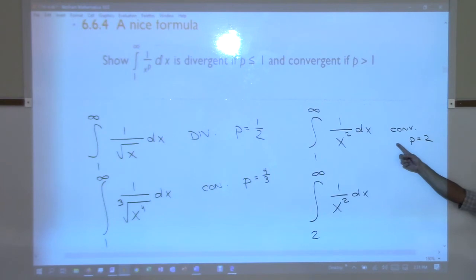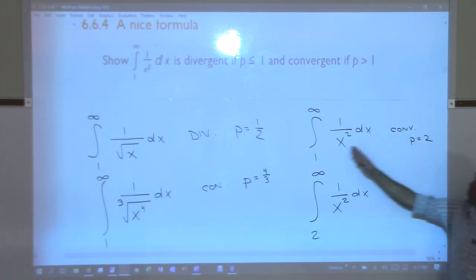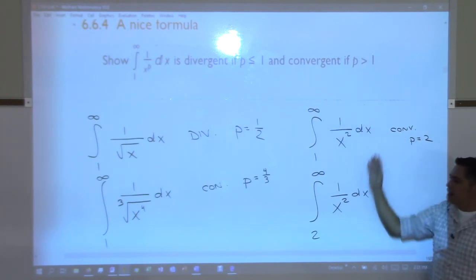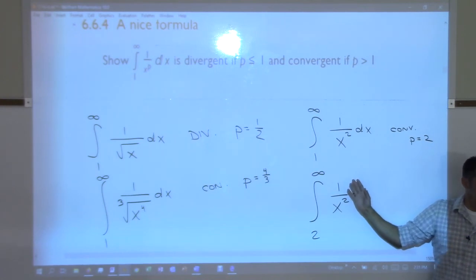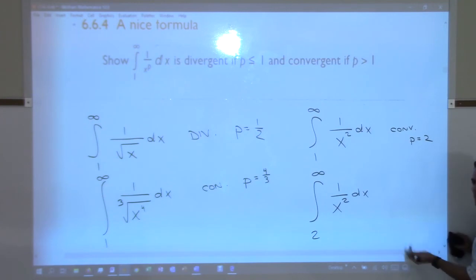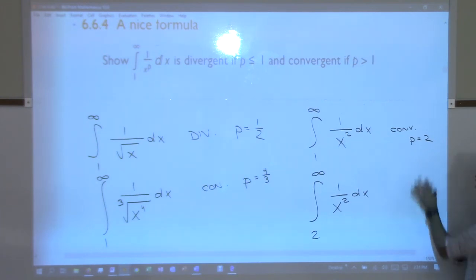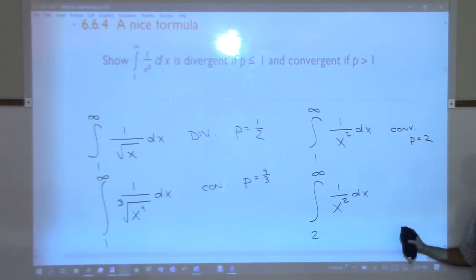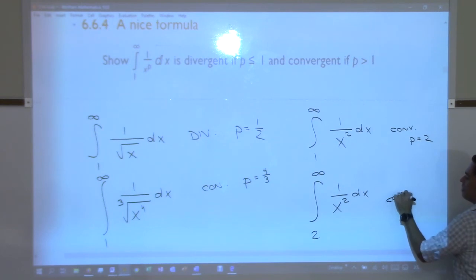So if from 1 to infinity converged, right? That means the answer was finite. The area from 1 to infinity was finite. Then the area from 2 to infinity should be finite also, right? Because all you're doing is taking less of the area. So it should be finite. You're taking a finite amount less than this. Pardon? It's not the same, it's just convergent. Yeah, so this converges. It's just not the same area.